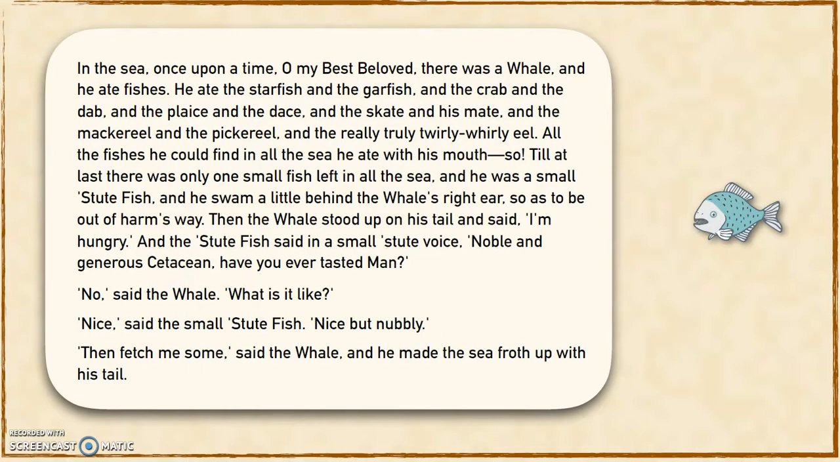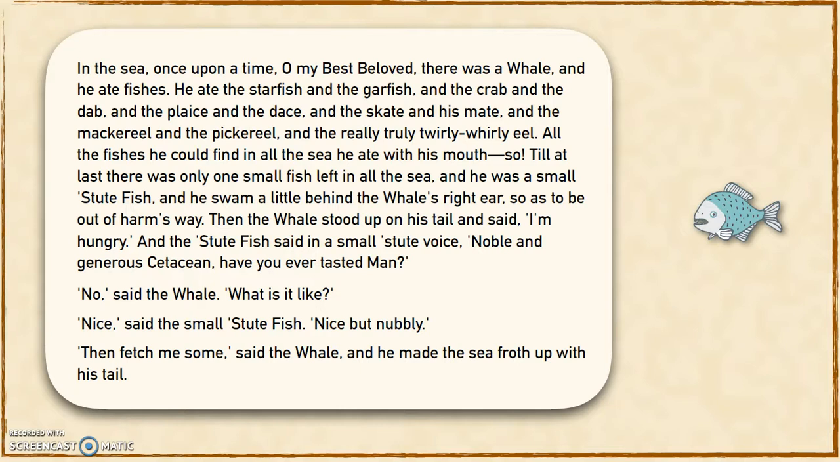In the sea, once upon a time, oh my best beloved, there was a whale, and he ate fishes. He ate the starfish and the garfish, and the crab and the dab, and the plaice and the dace, and the skate and his mate, and the mackerel and the pickerel, and the really truly twirly whirly eel.